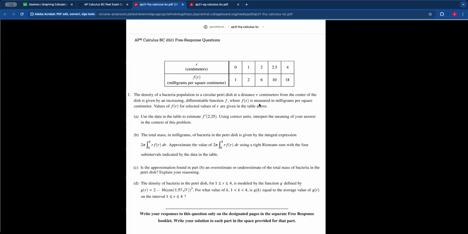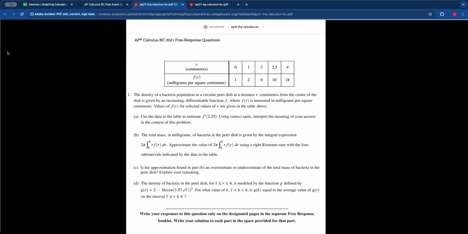Where f of r is measured in milligrams per square centimeter. Values of f of r for selected values of r are given in the table. So they select 0, 1, 2, 2.5, and 4. Cool. And it's actually a pretty large petri dish if it has a radius of at least 4. But let's take a look. Use the data in the table to estimate f prime of 2.25. Using correct units, interpret the meaning of your answer in the context of this problem.